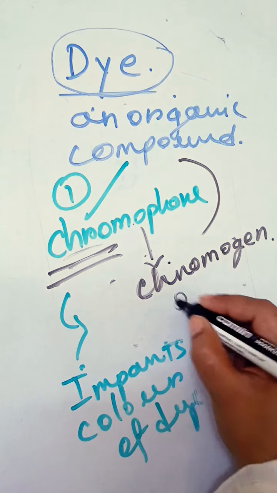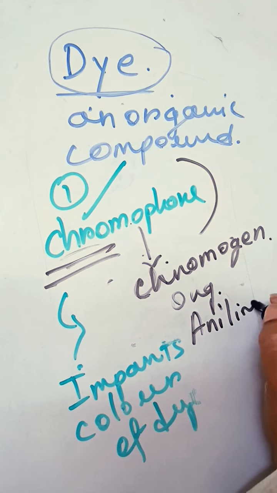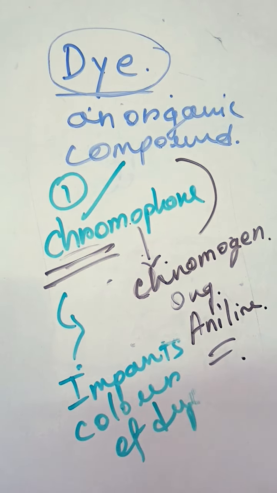And the first organic dye in microbiology was aniline, first invented as an organic dye.